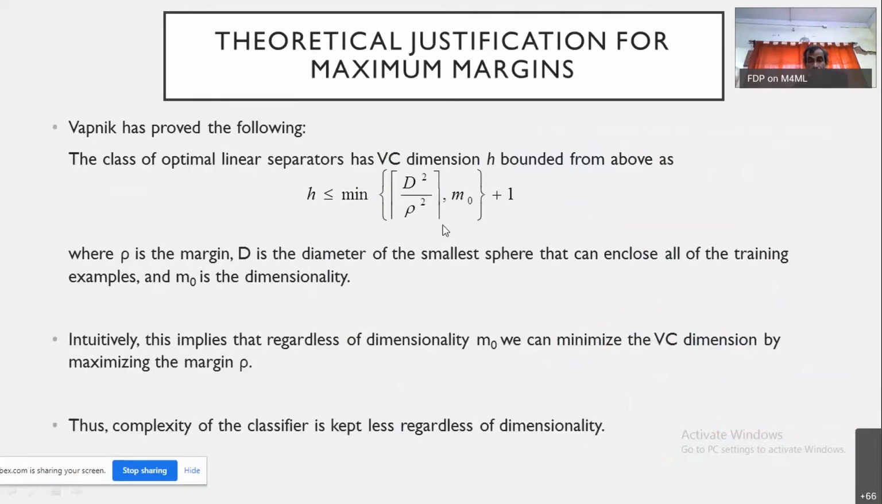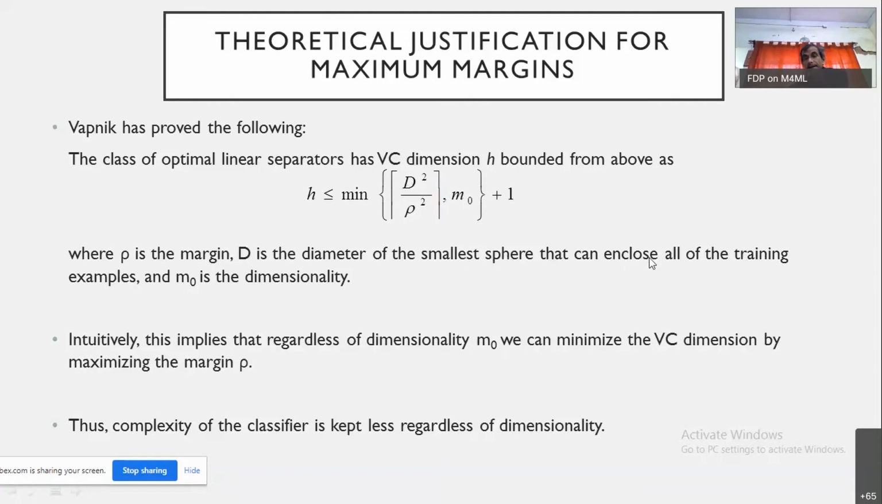Okay. So what is the expression for H? H is less than or equal to this: D square over rho square and M0. M0 is the dimension. So this H is bounded above. It depends upon the number of patterns it can shatter, or the radius of the circle and the margin.